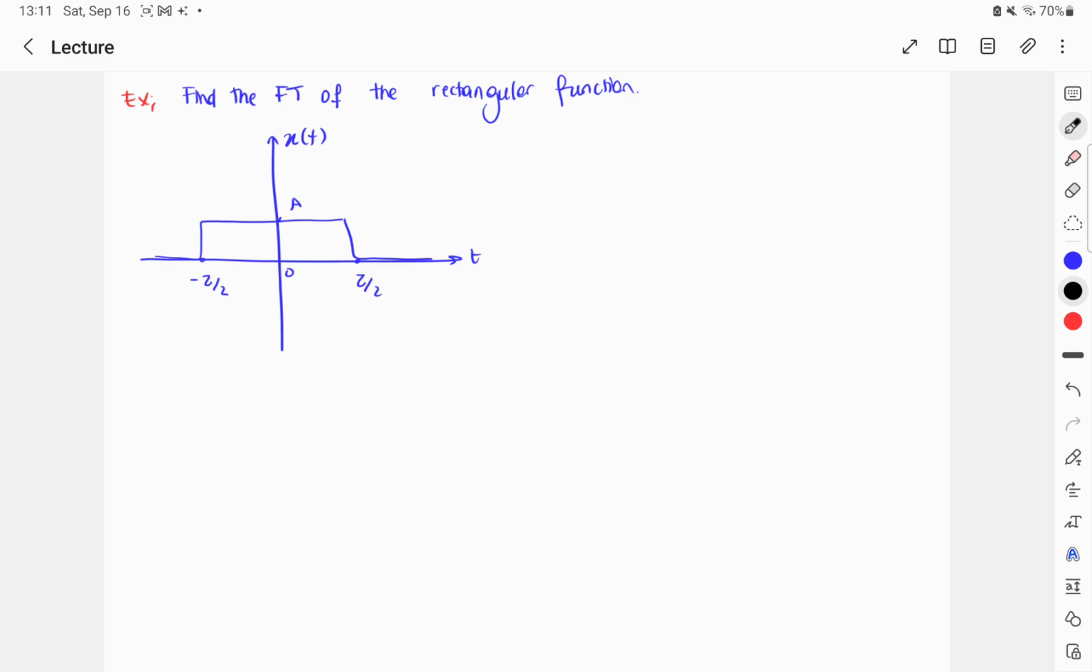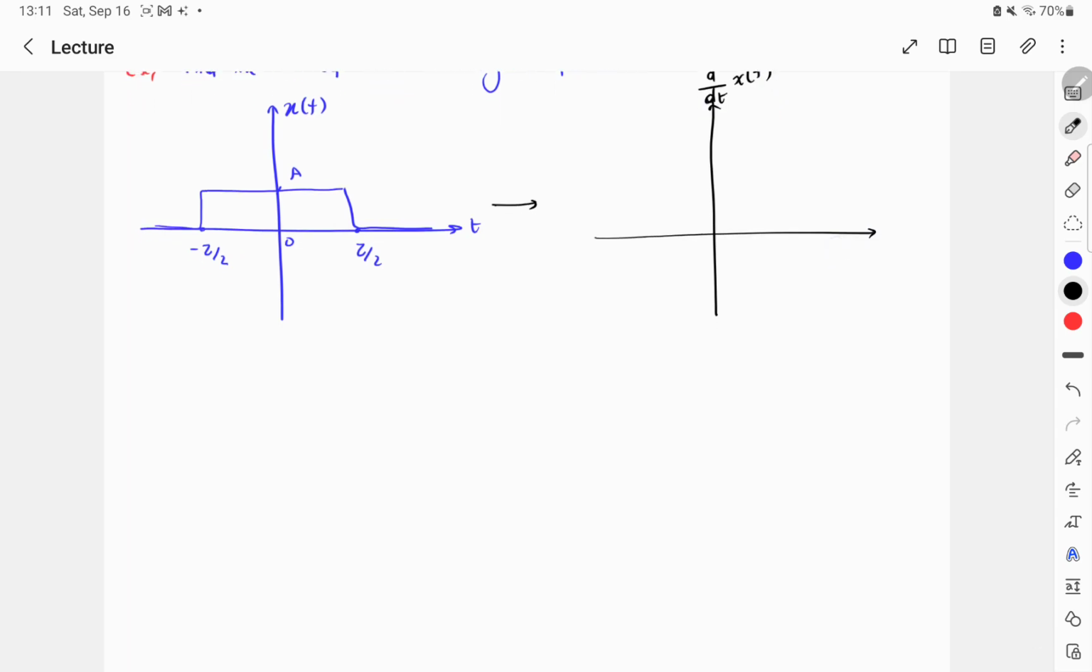Our first step is to find the derivative of this function, which is d over dt of the signal x of t. In this part, as we see, the slope is plus infinity. Here the slope is minus infinity, and we will show them in this graph in terms of their delta functions. Here the amplitude is a, and here the amplitude is a as well.